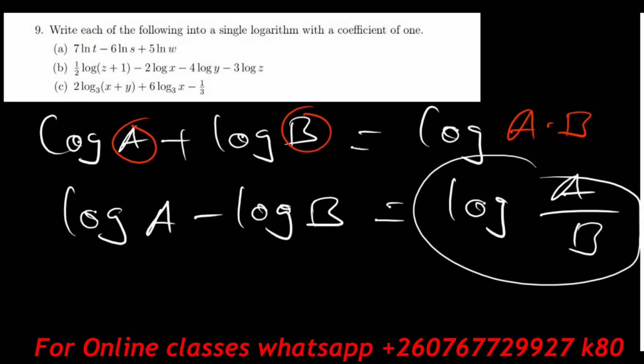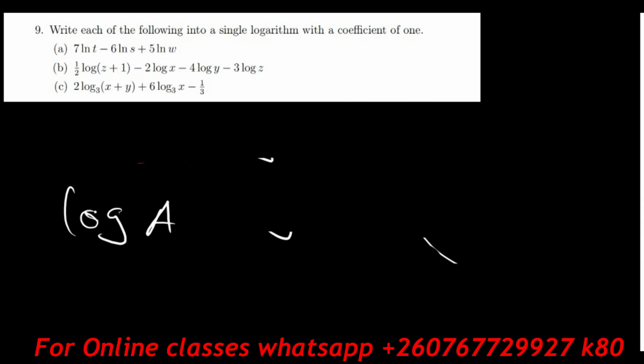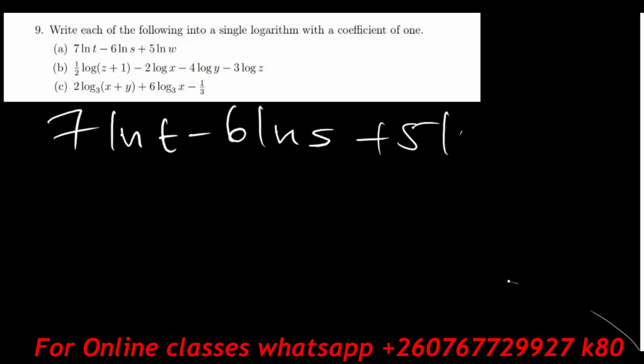Okay, now in this case, let's see what we have. We have got part a, but this is question 9. Before we solve question 8, let's first go to question 9 here. So the first part is saying we have 7. Okay, remember ln and log are the same. The one that has ln always has base e. Log, if they have not given you the base, just know that it's in base 10. So I've got 7 ln t, then 6 ln s plus 5 ln w.